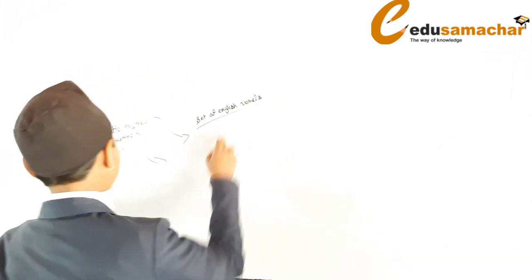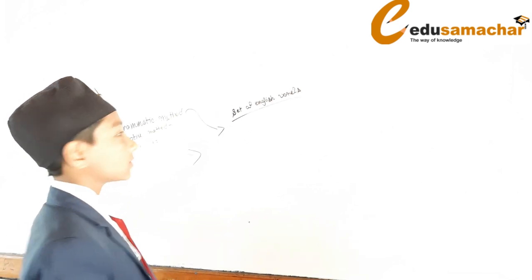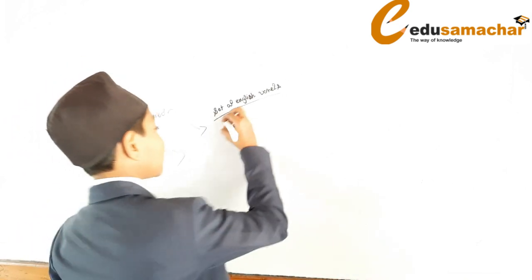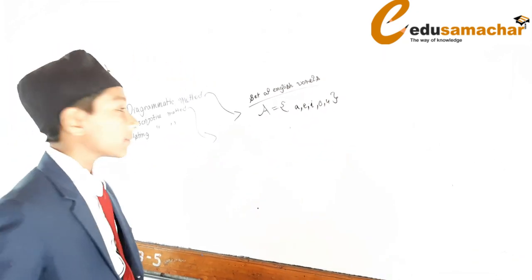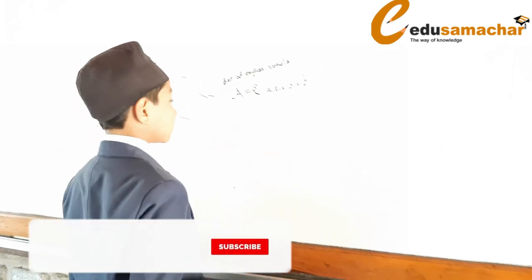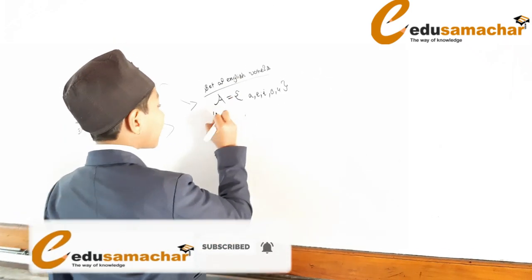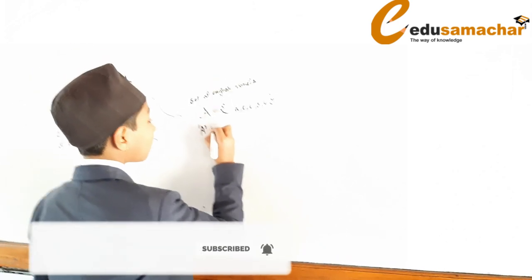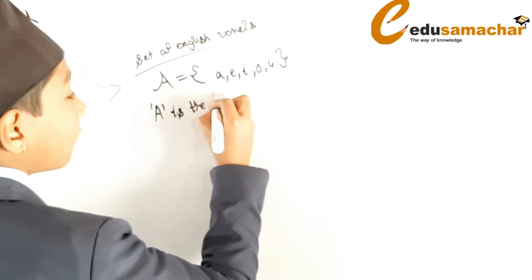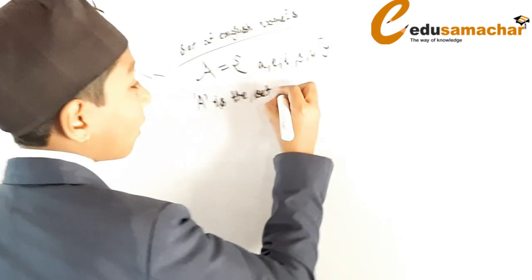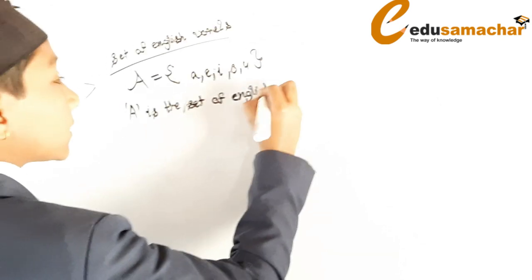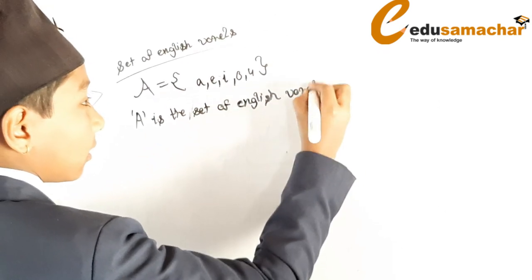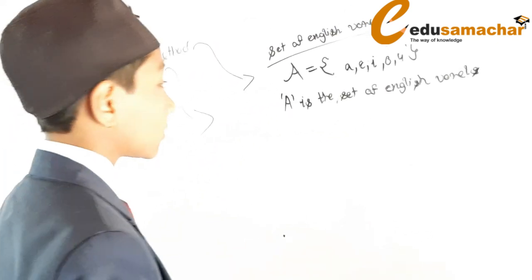Descriptive method. If the question is this, in the descriptive method, you should make a sentence according to the question. Here, A is the set of English vowels. It is the answer, because in descriptive methods you should make the sentence according to the question.